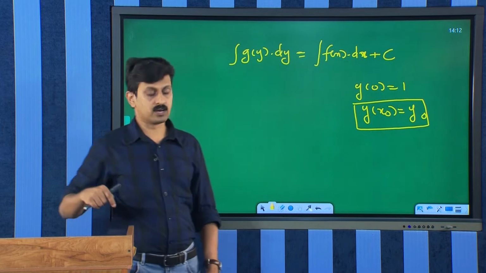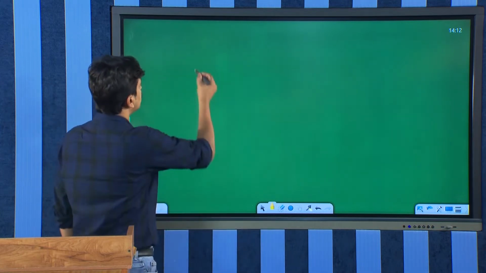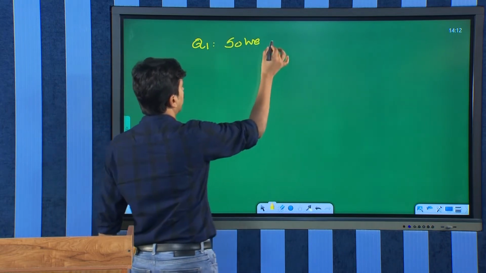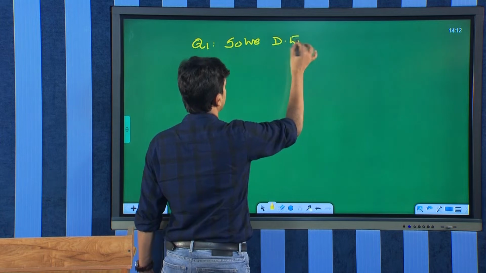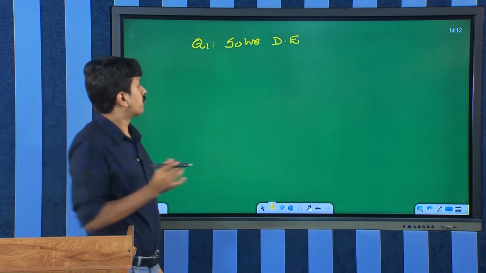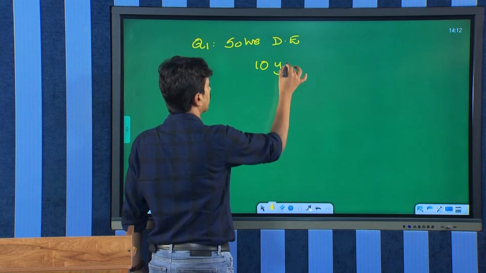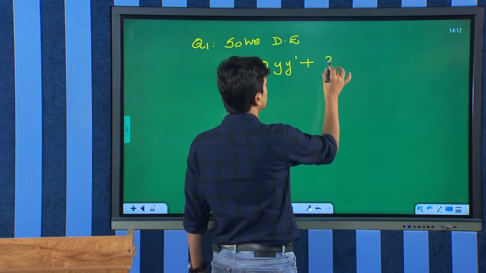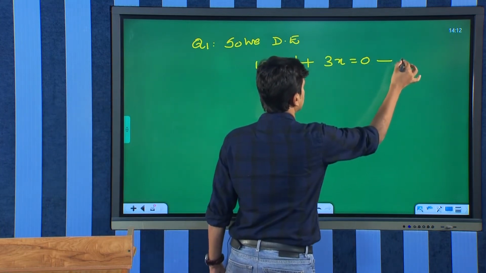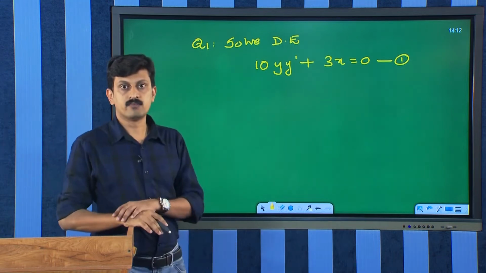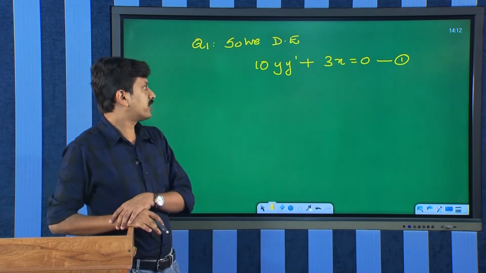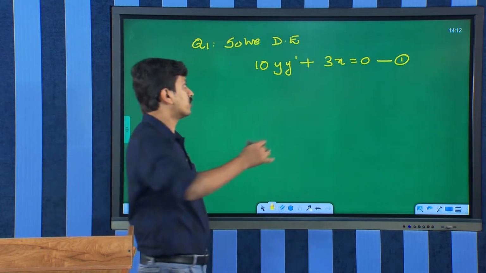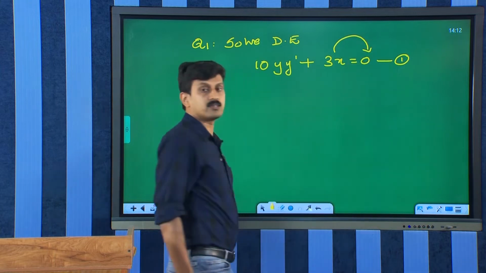Now we can move to some problems. Solve the first order differential equation 10y dash plus 3x is equal to 0. We put this as equation number 1. So here we have 10y dash plus 3x is equal to 0. We take this 3x to the RHS.